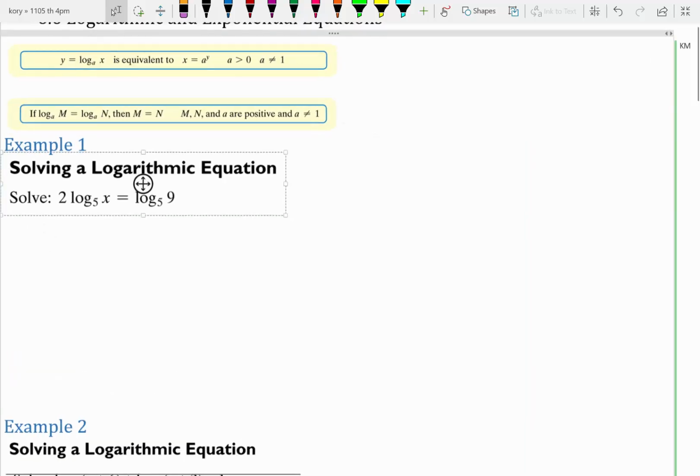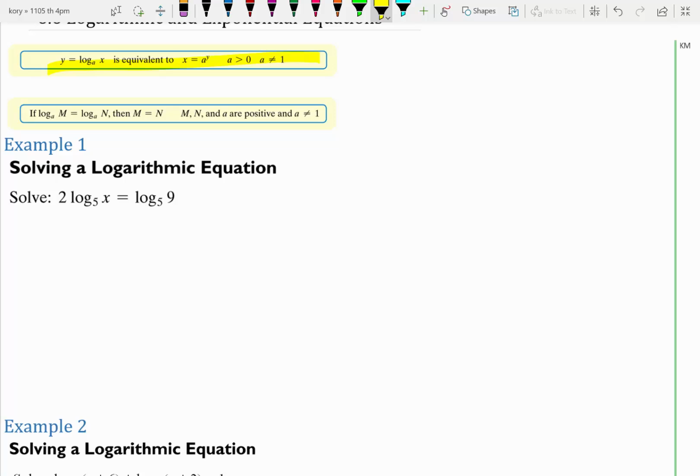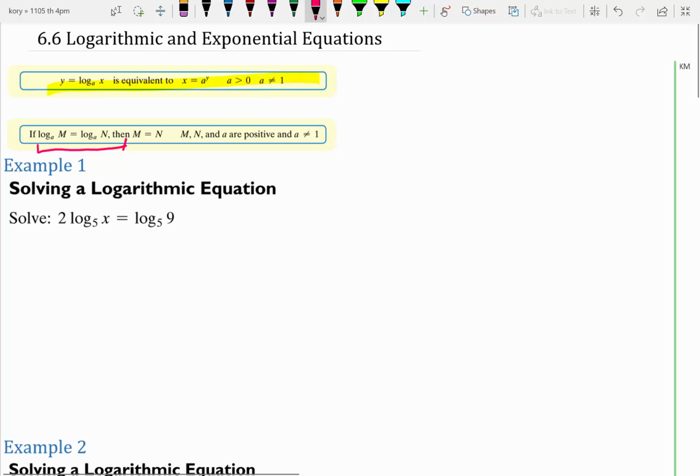This is just a reminder that you switch between both of them. And another reminder is when you have logs with the same base equal to each other, you can get rid of the bases and solve it that way.